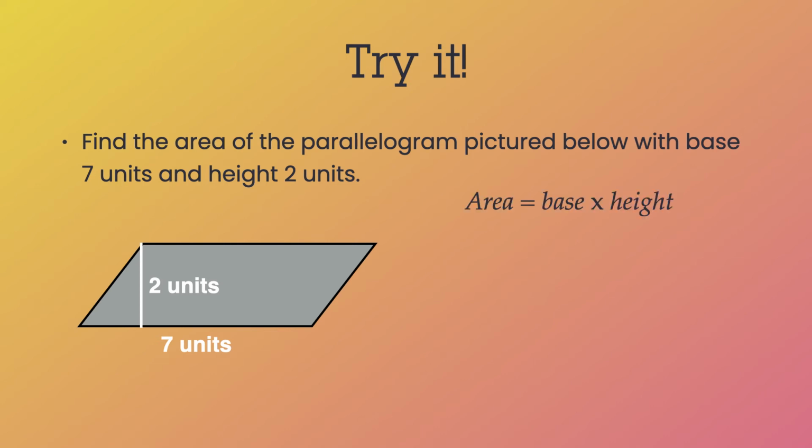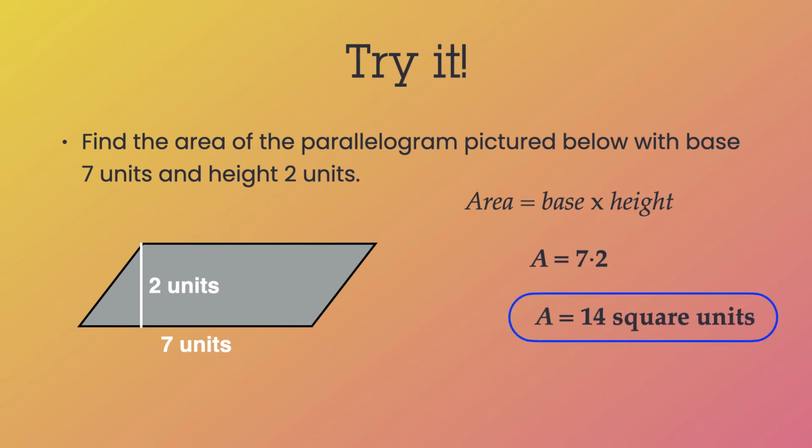So our area equals base times height. That's the formula that we just figured out. So since our base is 7 and our height is 2, our area will be 7 times 2. So our area is 14. Overall, we would officially say 14 square units for our answer because area is a squared measurement. But that would be it. You just multiply the height times the base and that's your answer.